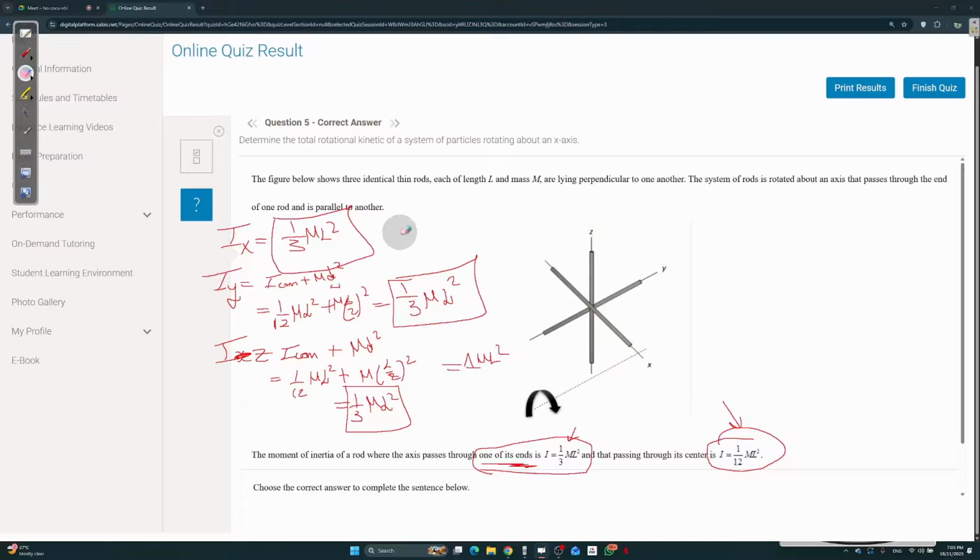Someone might ask, why is it 1 over 3 ml squared directly for Ix? Because the axis is already being taken at this end over here. And which rod is at this end already? It's rod X. They gave us that the moment of inertia of a rod passing through the end is 1 over 3 ml squared. So the moment of inertia for X is already 1 over 3 ml squared, because it's at that end already. It's already there, so no need to do it.